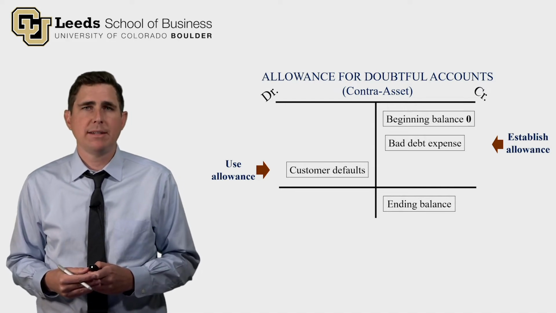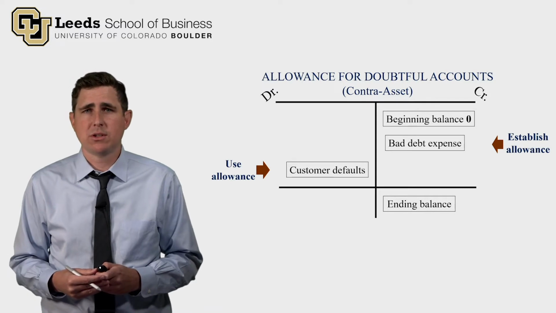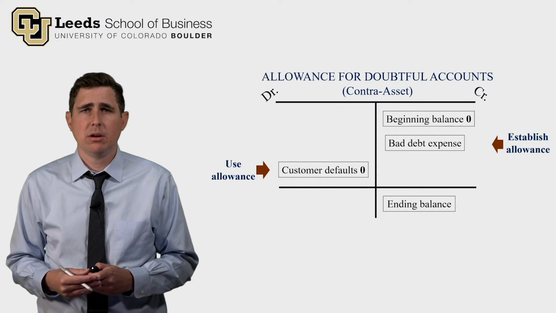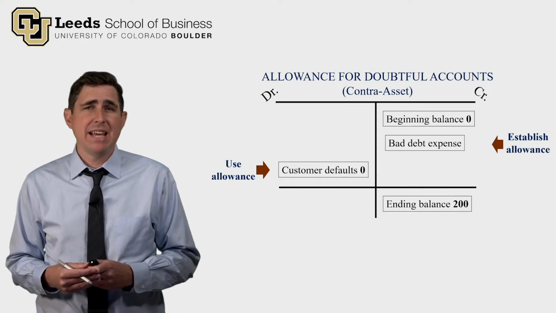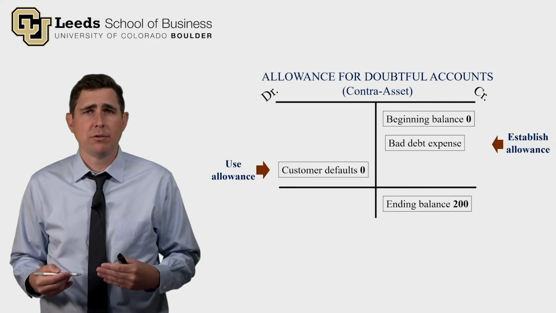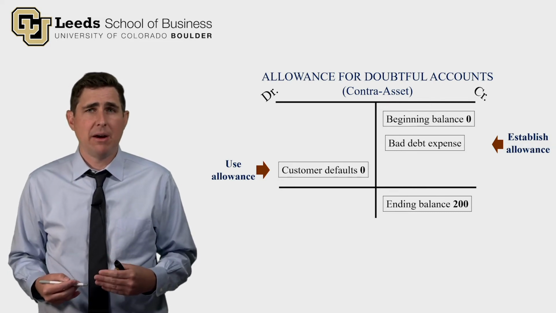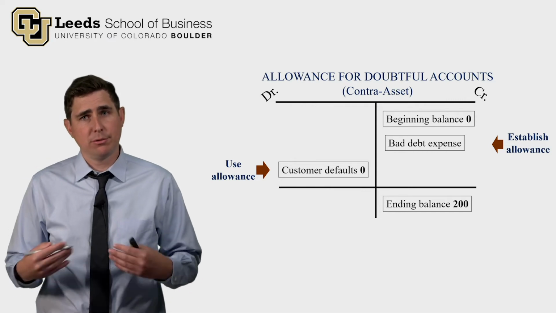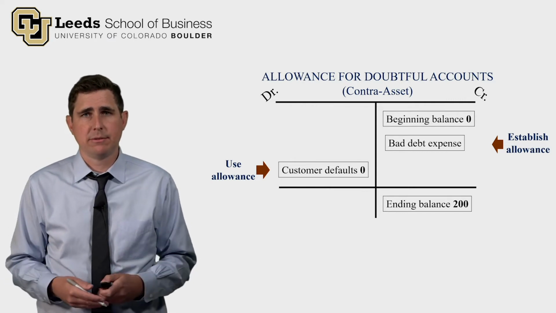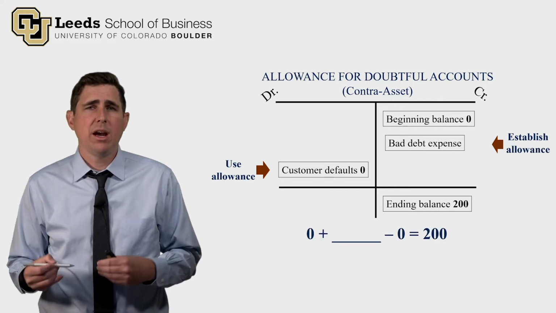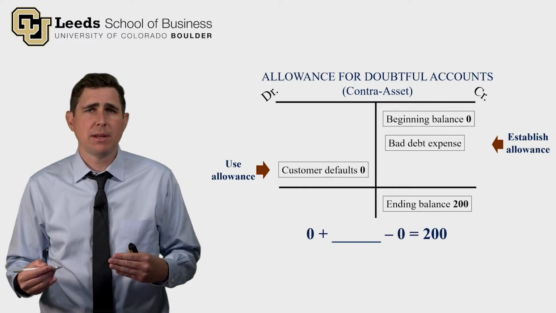So for 2019, our beginning balance was 0 since we just started operations. We didn't have any customer defaults during the year. When we got to the end of the period, we decided we needed an ending balance of 200. That was to offset our ending balance in accounts receivable of 500. 500 minus 200 is 300, which is what we expect to receive. And with that ending balance of 200, we back into what bad debt expense should be.